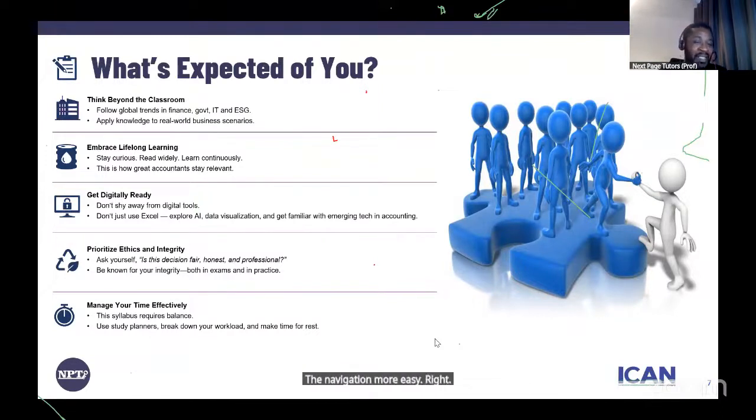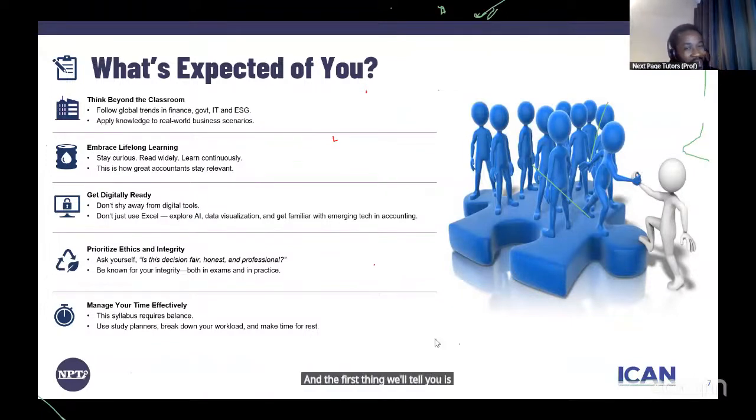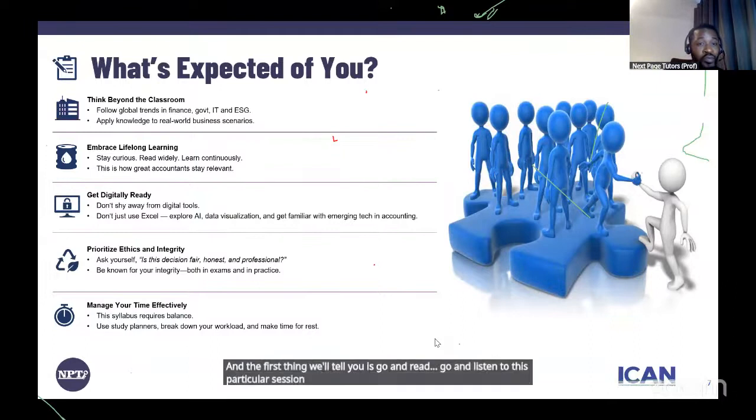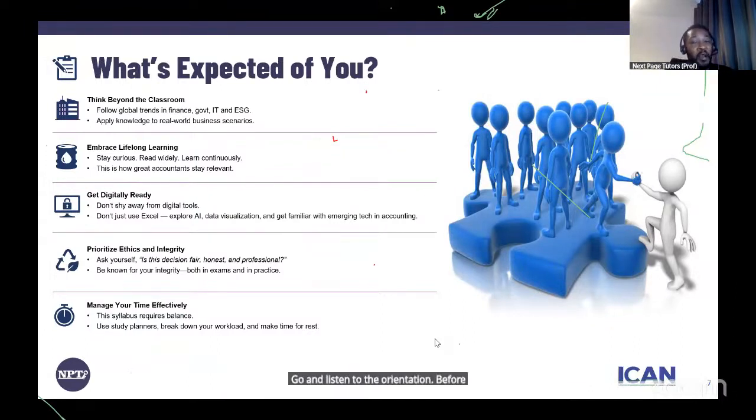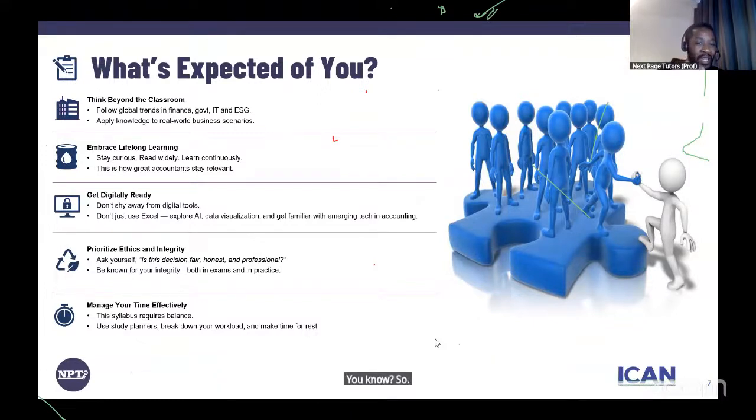Especially with the right center, like us. Compared to the new syllabus, you jump into the middle of the diet, and the first thing we'll tell you is to go and listen to this particular session on YouTube. Go and listen to the orientation before you say you're ready to receive lectures. Every weekend is a milestone that you need to follow.